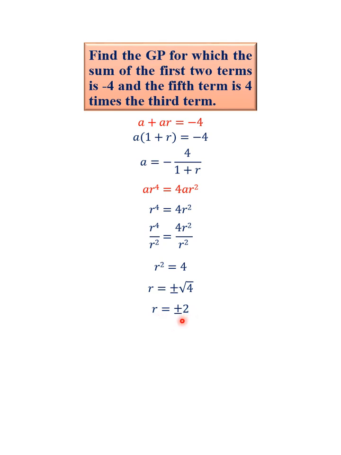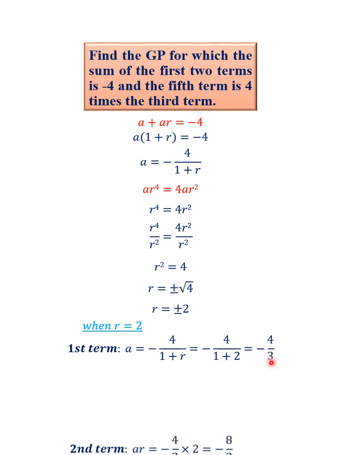Because we have 2 values of R, it means we are going to have 2 sets of GP for this question. The first GP with R being positive 2 and the second GP with R being negative 2. So let's take the first case when R equals 2, which is the positive 2. We obtain the value of A from this formula. The first term A will be equal to minus 4 all over 1 plus R. We are taking R as 2, so we have minus 4 all over 1 plus 2, and that equals minus 4 all over 3. So this is the first term A.